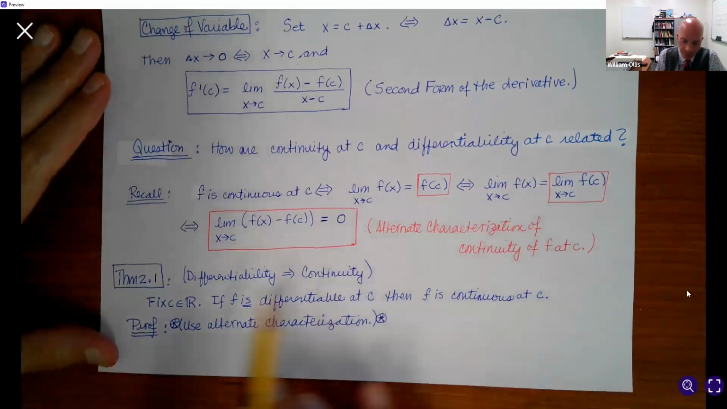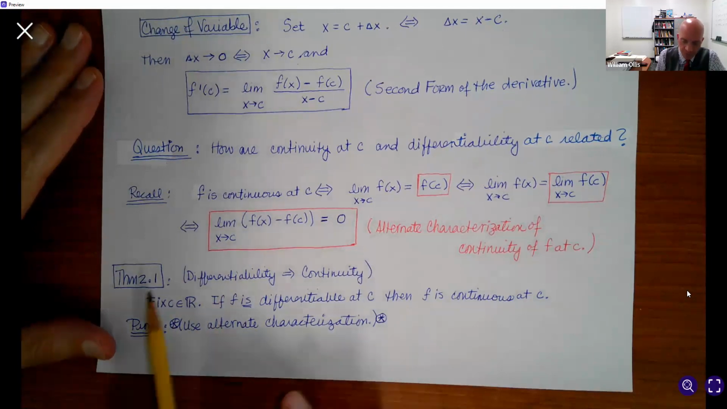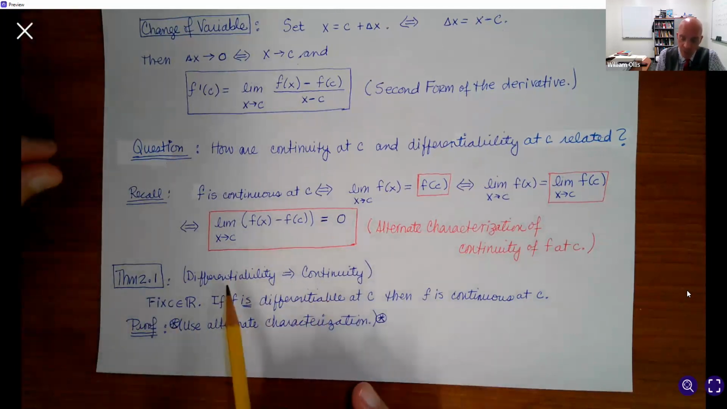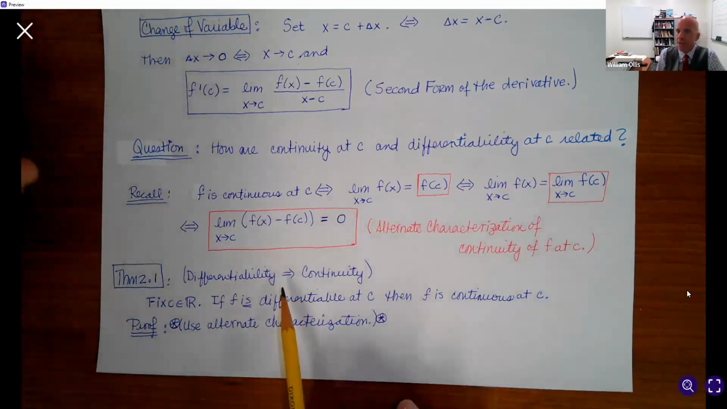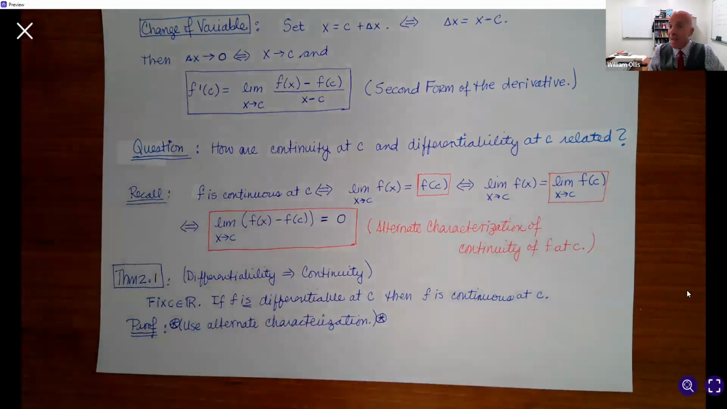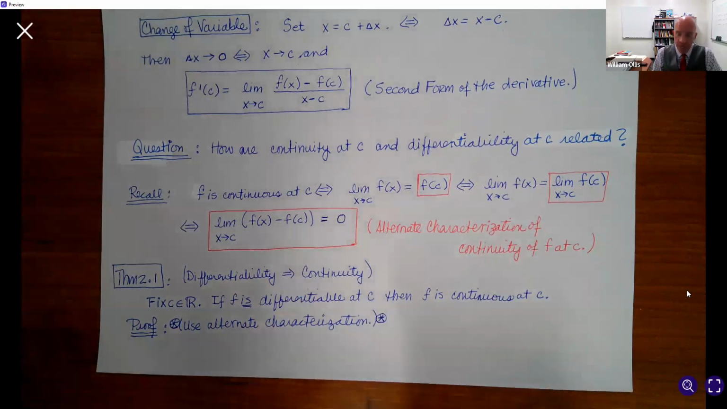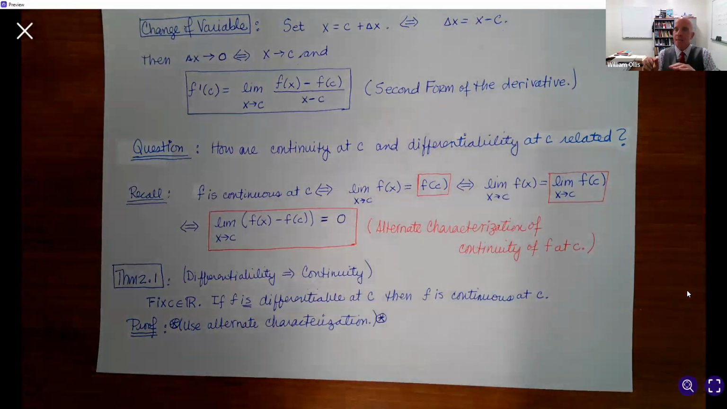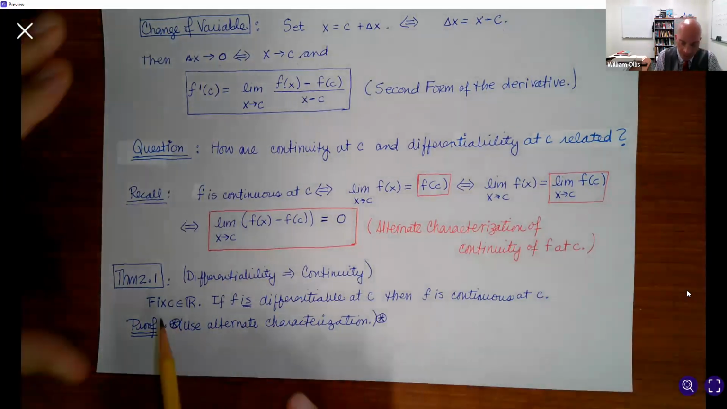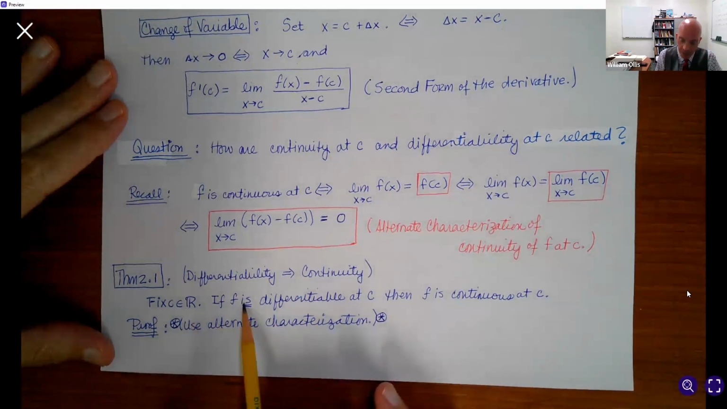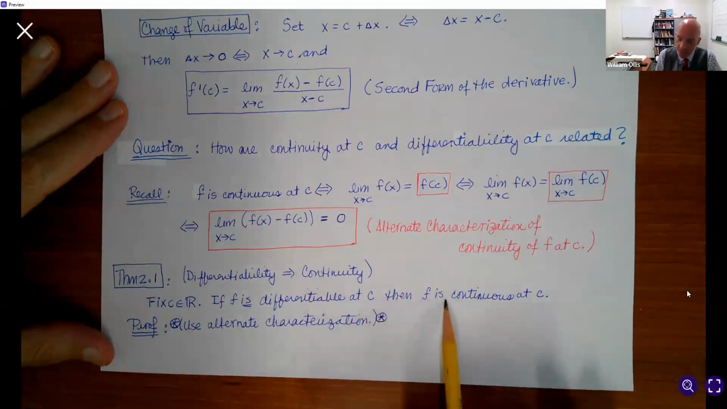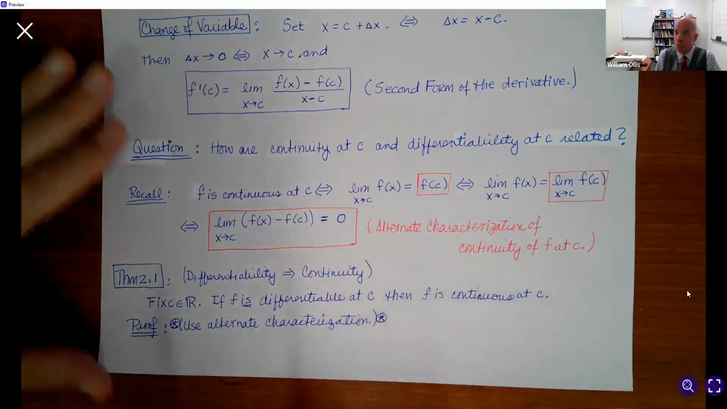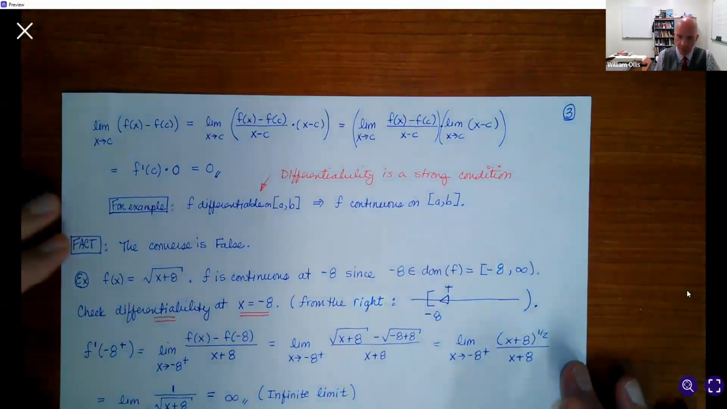So now, how can we state our theorem? We'll go out on a limb and say that differentiability implies continuity. So if we have differentiability at c, then we have continuity at c. Fix c an element of R, and we'll say if f is differentiable at c, then f is continuous at c, and use the alternate characterization. You might be surprised how simple this is. It's very simple.